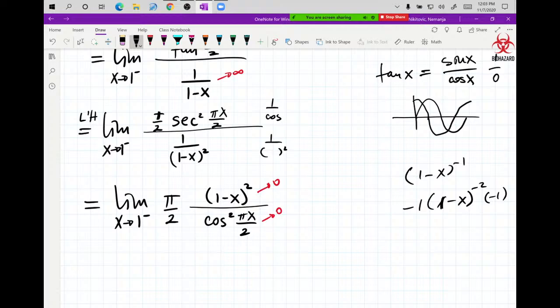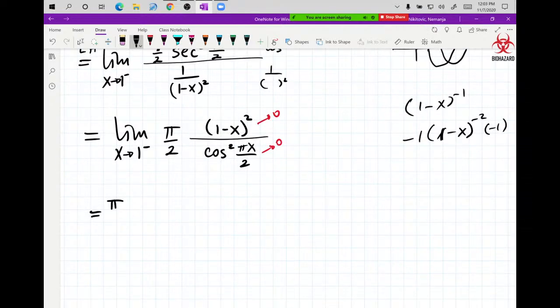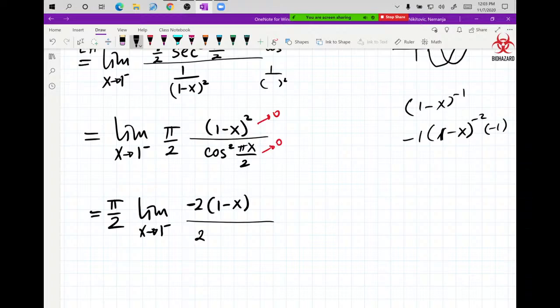So we can do L'Hopital again. Now I'm going to kick this pi over 2 in front of the limit, so it's not in my way. I don't need it for anything now. The derivative on top is 2 times 1 minus x, and then the derivative of the inside is negative 1. And the derivative of cosine squared is going to be 2 cosine of pi x over 2 to the first power times the derivative of the inside, that's a pi over 2, and the derivative of the cosine is negative sine, so that's the negative in front, and then sine of pi x over 2.